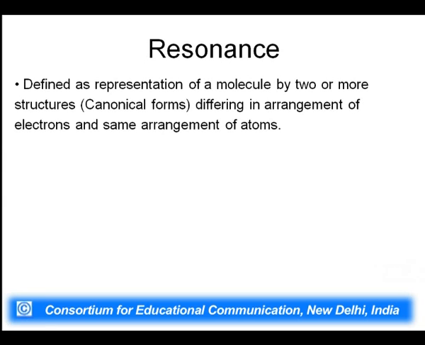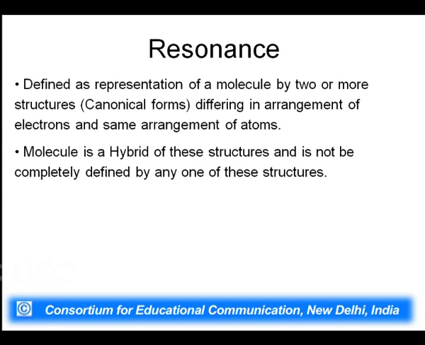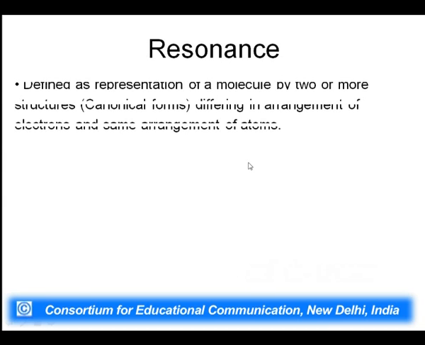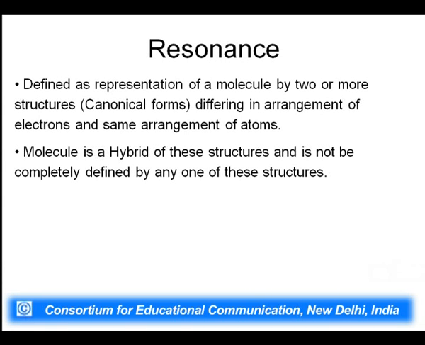So, going back to the description of resonance, the second point is that the molecule is a hybrid. The structures I have drawn here are canonical forms, and this form is a hybrid of these two canonical forms. Now, what are these hybrid structures? The molecule is a hybrid of these structures and is not completely defined by any one of them.